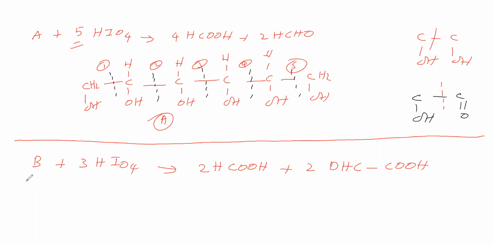We will see here. This B we have taken, with 3 times HIO4 gives 2 times formic acid and 2 times glyoxal. One side carboxylic acid, one side aldehyde group is there. This formic acid 2 times is there, so I will write 2 times formic acid. This glyoxal I will write one side, and another side I have also written. On the 2 sides I have written.